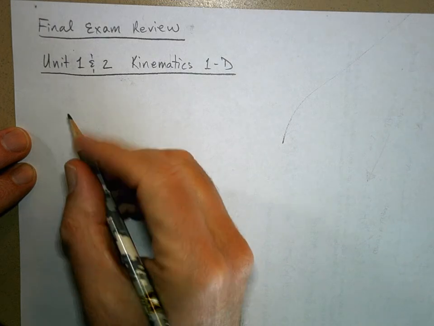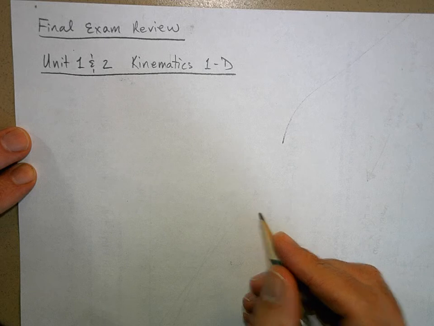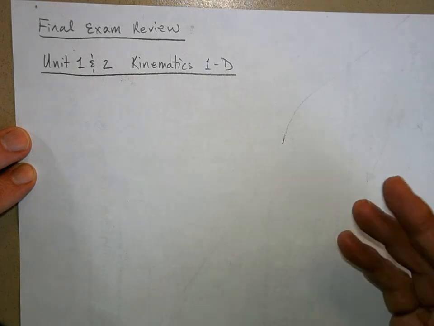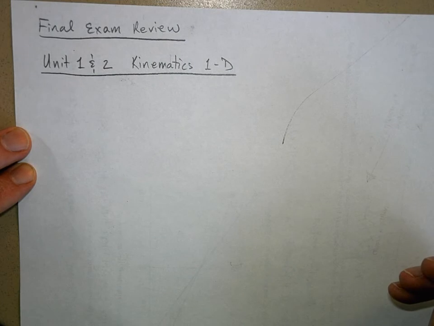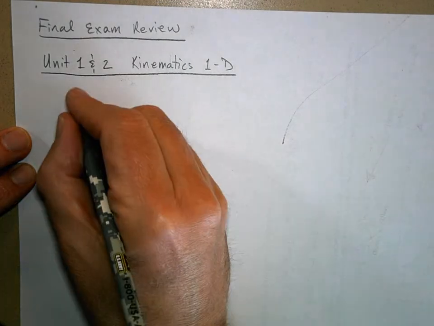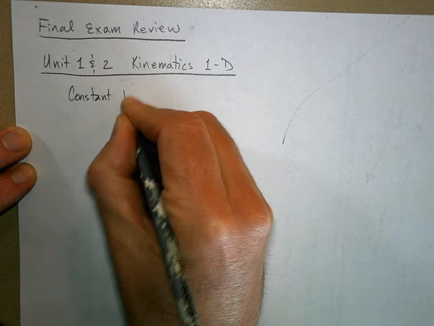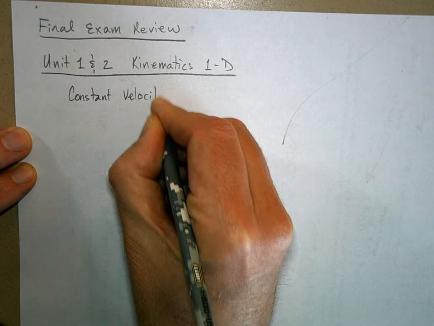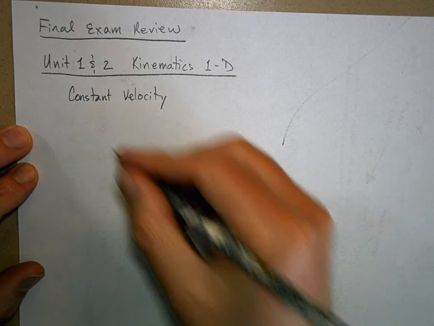So we did have a situation where an object, those little buggy cars at the beginning of the year, was moving with constant velocity. So we did talk about constant velocity. And we drew a graph of it. There's going to be graphs on this final.